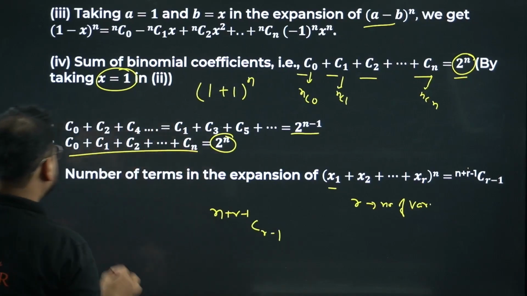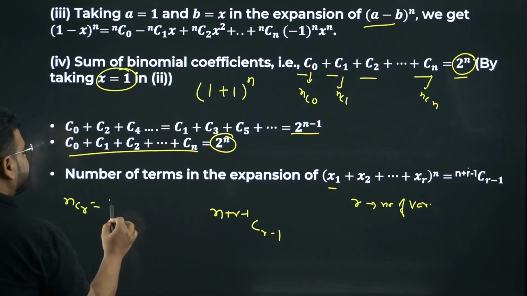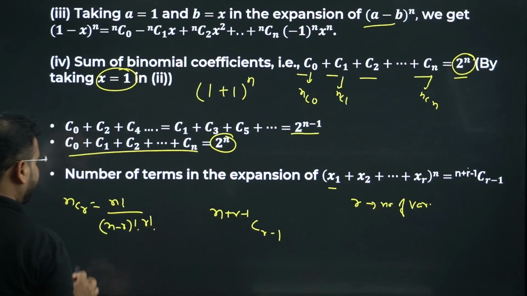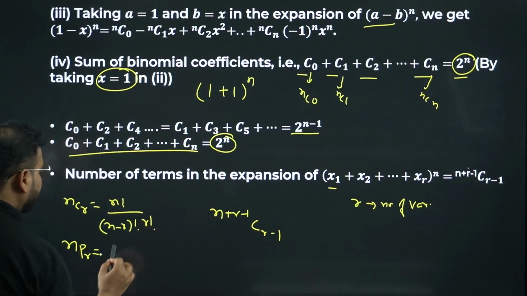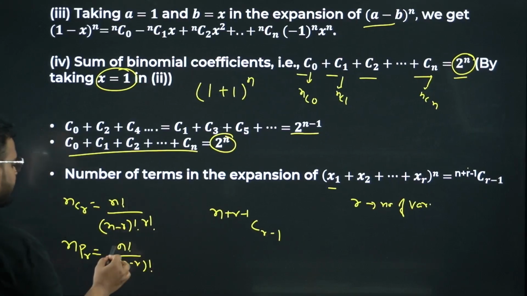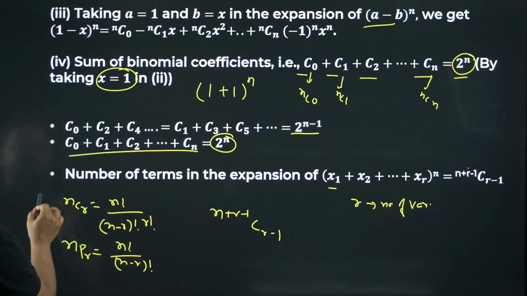You know the formulas of nCr and nPr, right? nCr is given by n factorial upon (n minus r) factorial into r factorial, and nPr is n factorial upon (n minus r) factorial. Please check. These are two very, very important formulas. Remember these as well.